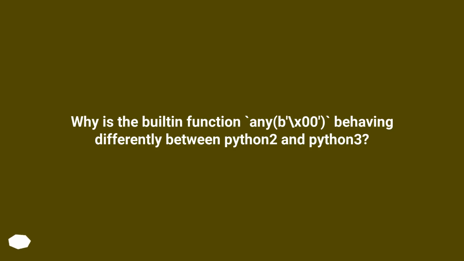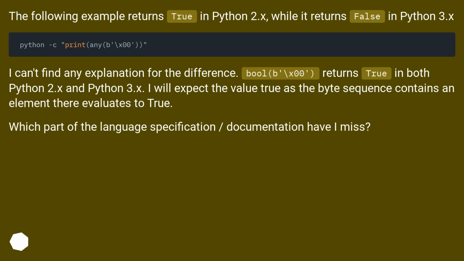Why is the built-in function any(b'\x00') behaving differently between Python 2 and Python 3? The following example returns True in Python 2.x, while it returns False in Python 3.x. I can't find any explanation for the difference.